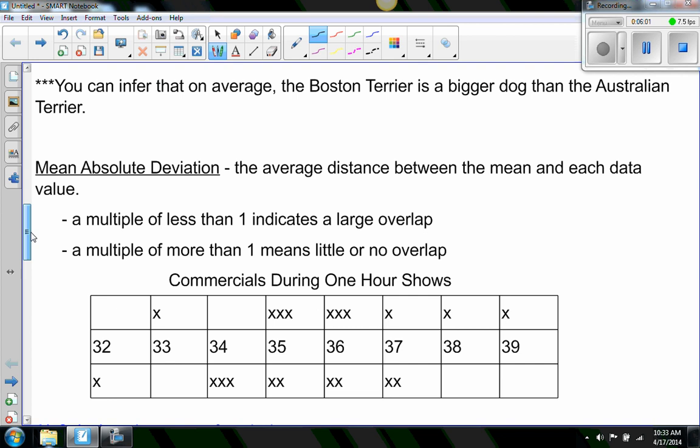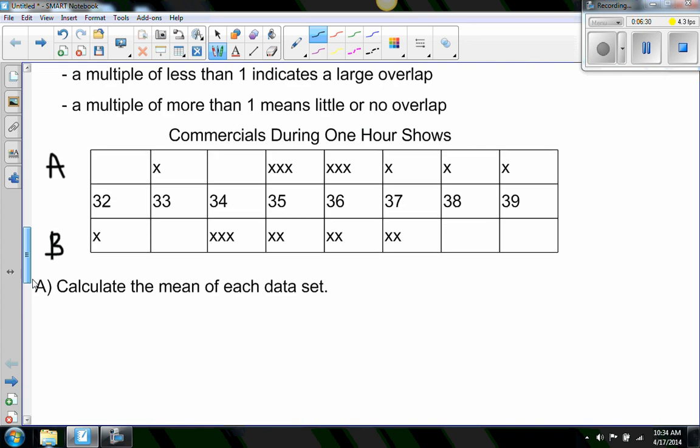So here I have commercials during 1-hour shows. I have 32 commercials, 1 time that happened, 33 commercials, 1 time, 34 commercials, 3 times. You see how I'm reading this? And I should have these labeled, I guess. This is station A, and this is station B. So TV stations, A and B, and then it tells you how many times you had that many commercials in a 1-hour show.